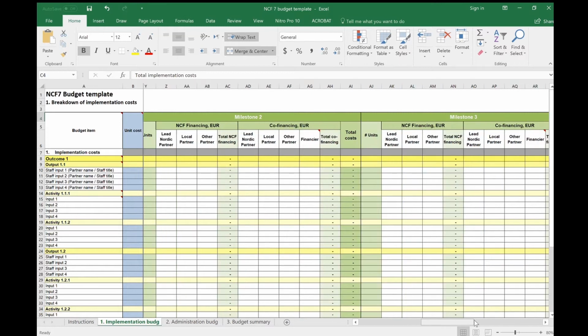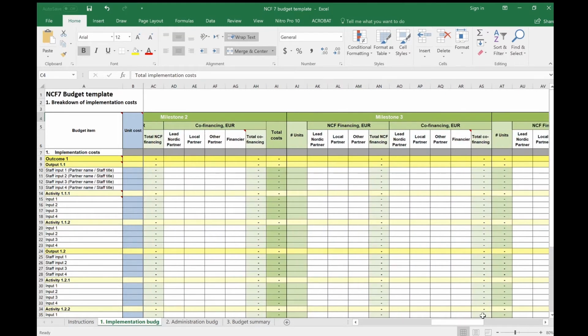NCF project implementation and monitoring is done on a milestone basis. Milestones are specific points along a project timeline used to report and monitor the progress of a project. NCF projects usually have 3 to 6 milestones. The budgeted expenses should reflect the results and activities expected to be completed for each milestone. Their completion will serve as a basis for disbursements of the NCF grant.